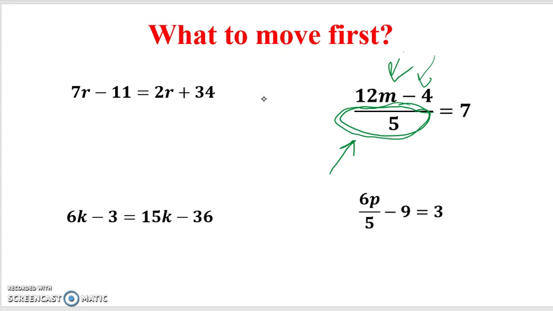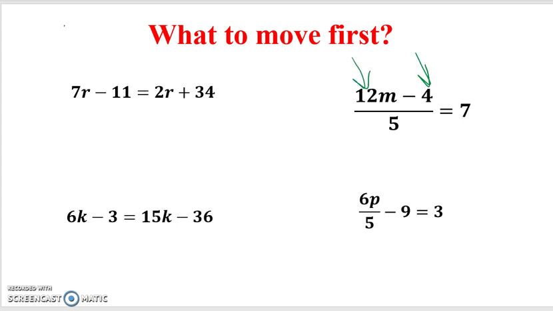The other way of looking at it is this divide by 5 blocks all the 12m minus 4. So everything, the 12m minus 4, is being divided by 5. So I'll have to move the divide by 5 first in order to then reverse the operations of minus 4 and times by 12 over here.